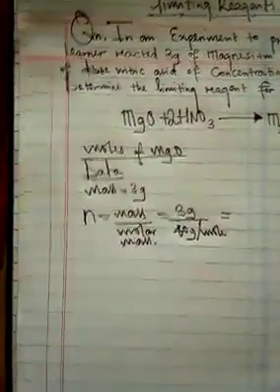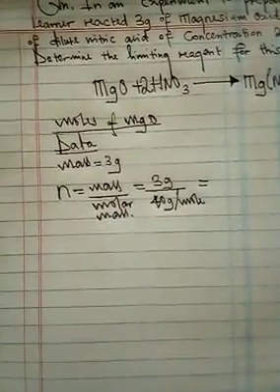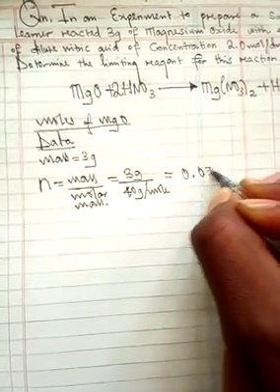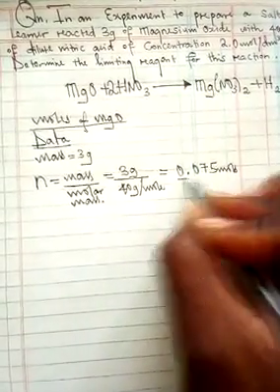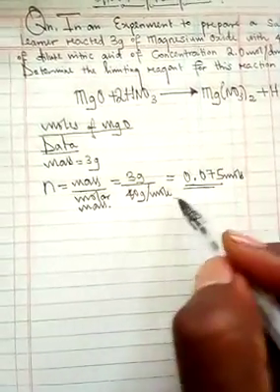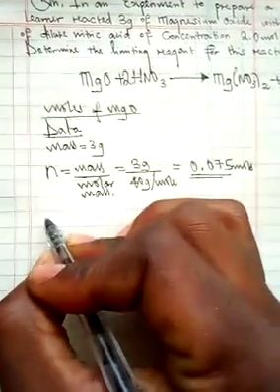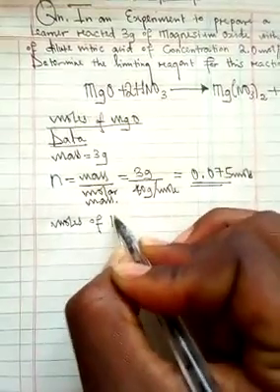So let us try to work it out. Let's see how it's going to be. So 3 grams divided by 40, this is going to be 0.075. So this is going to be 0.075 moles. Once you determine the number of moles of magnesium oxide, you're now going to proceed to determine the number of moles of the nitric acid, which is HNO3.